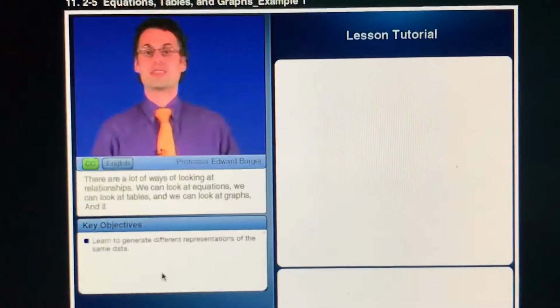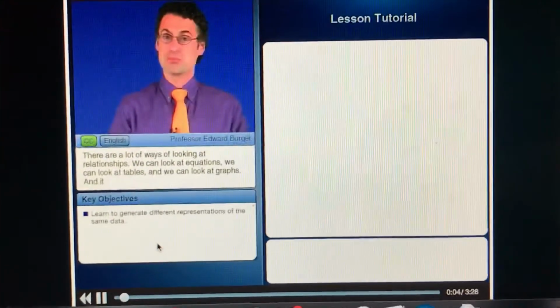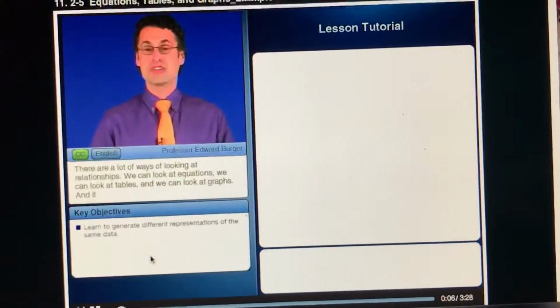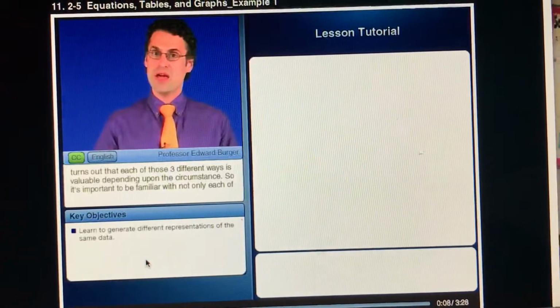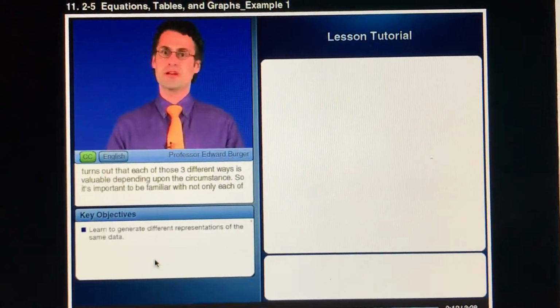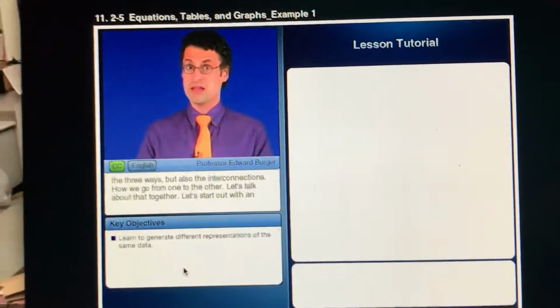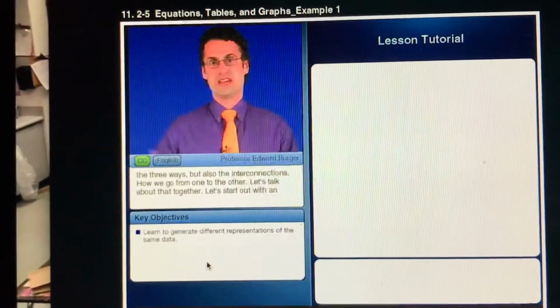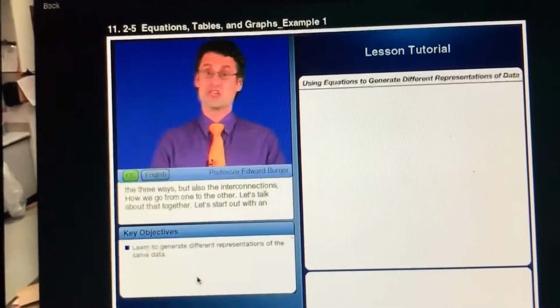There are a lot of ways of looking at relationships. We can look at equations, we can look at tables, we can look at graphs, and it turns out that each of those three different ways are valuable depending upon the circumstance. So it's important to be familiar not only with each of the three ways, but also the interconnections, how we go from one to the other. Let's talk about that together.